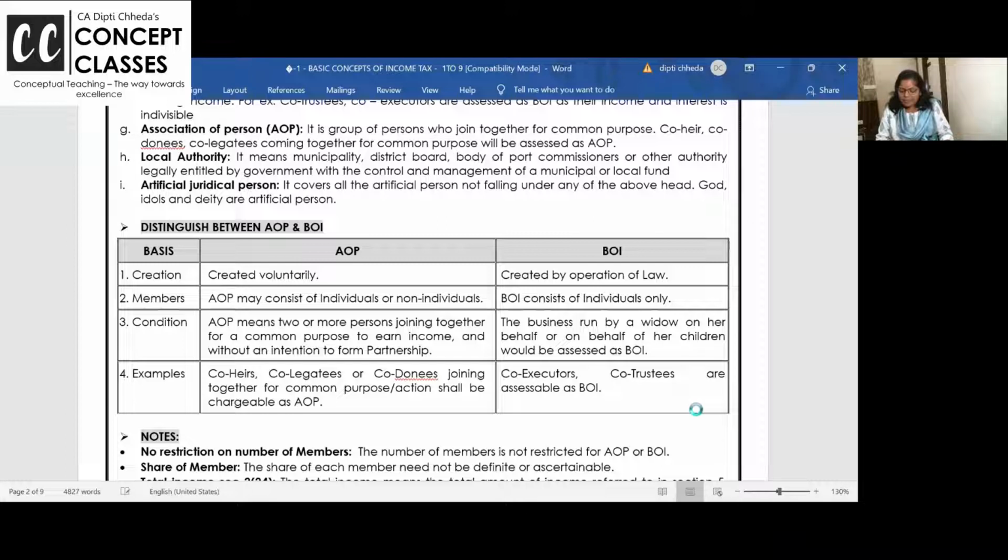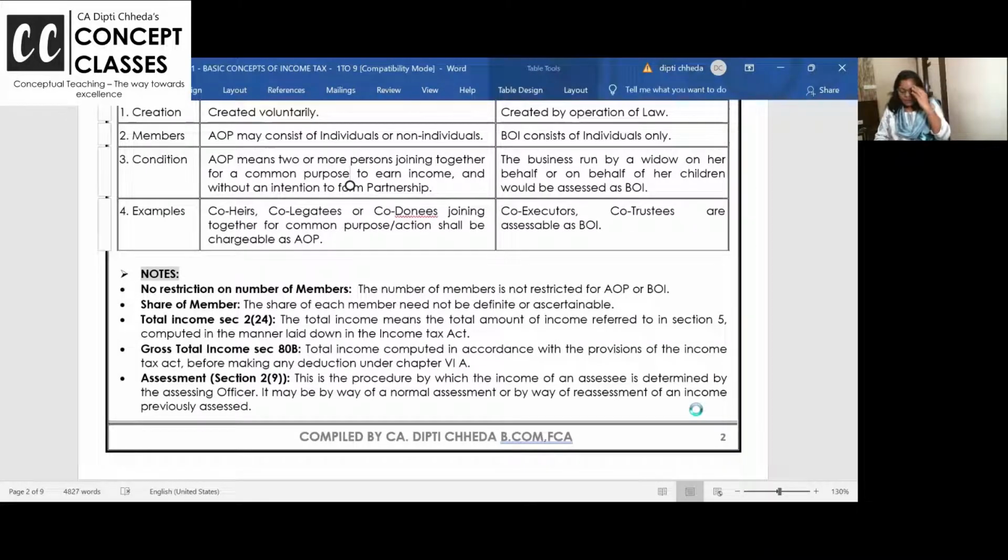AOP means two or more persons joining together for a common purpose. Yes, co-heirs, co-legatees, co-donees, co-executors and all. Right? All right. Then some more definitions are there.